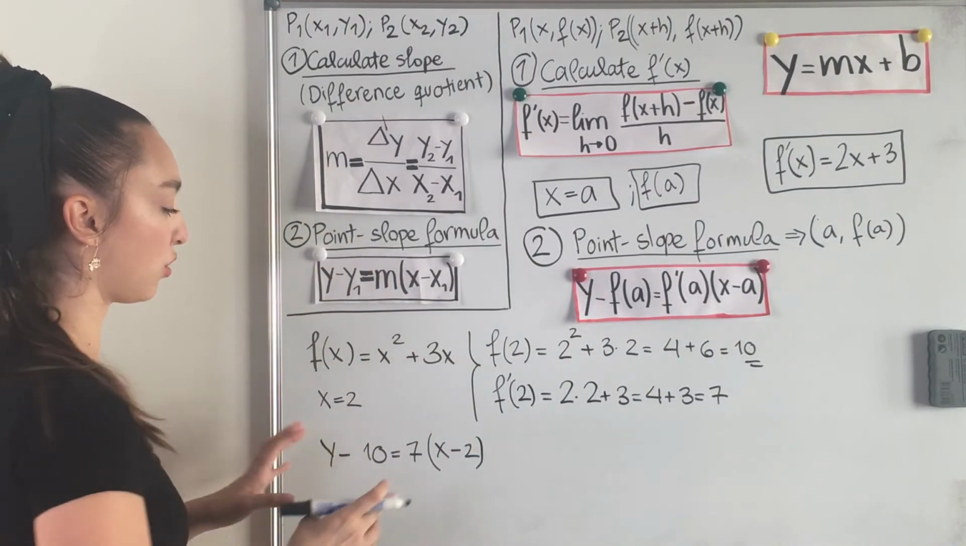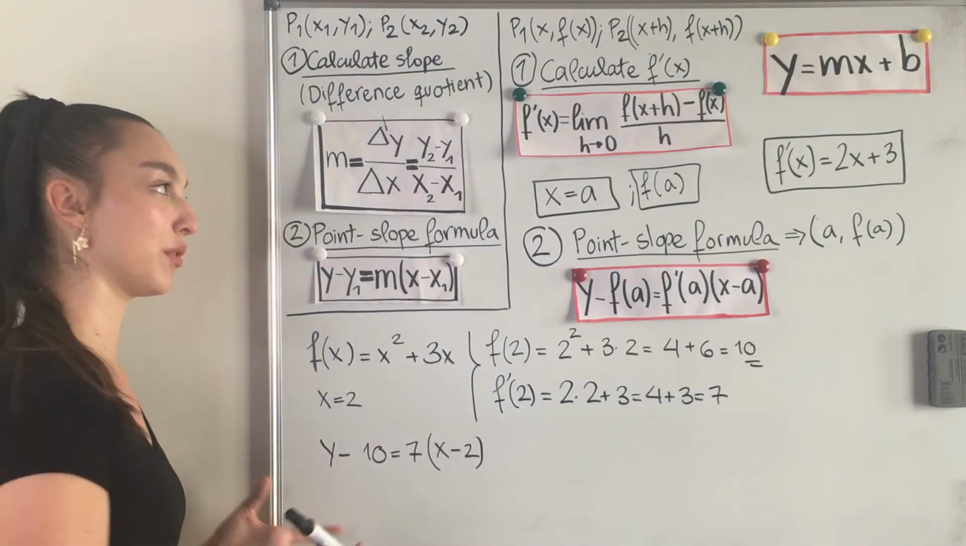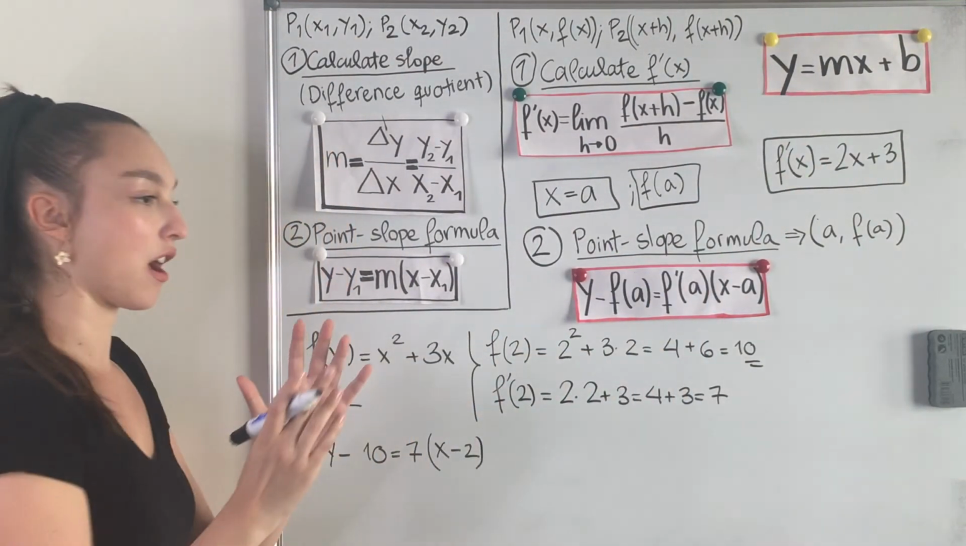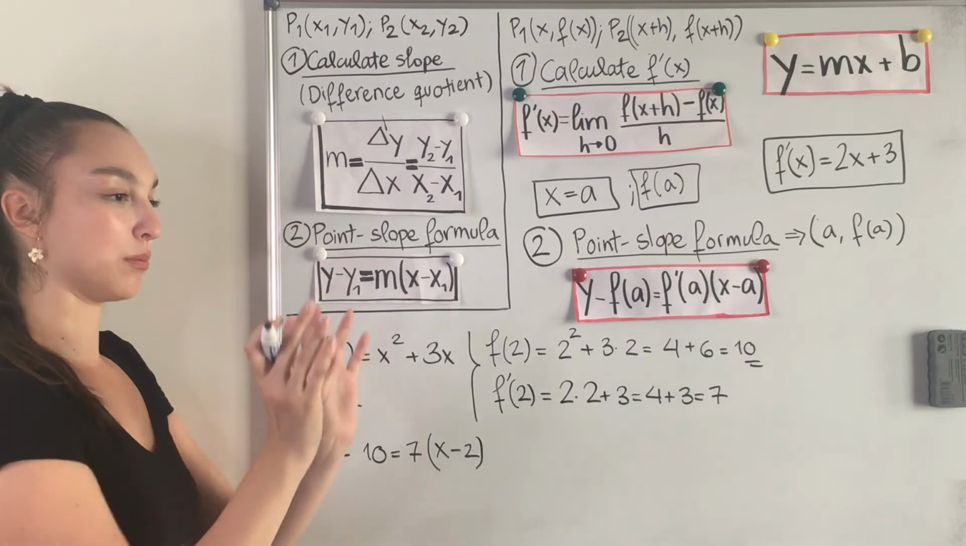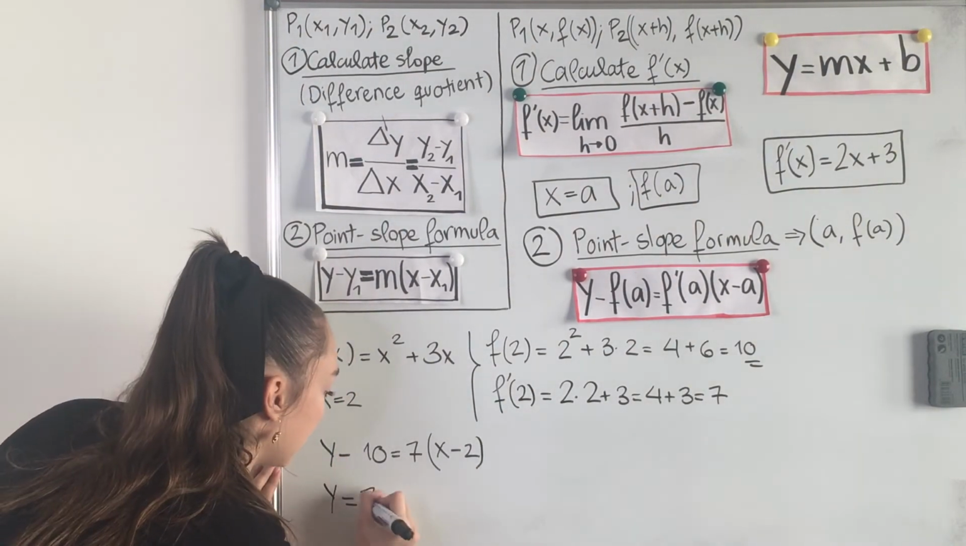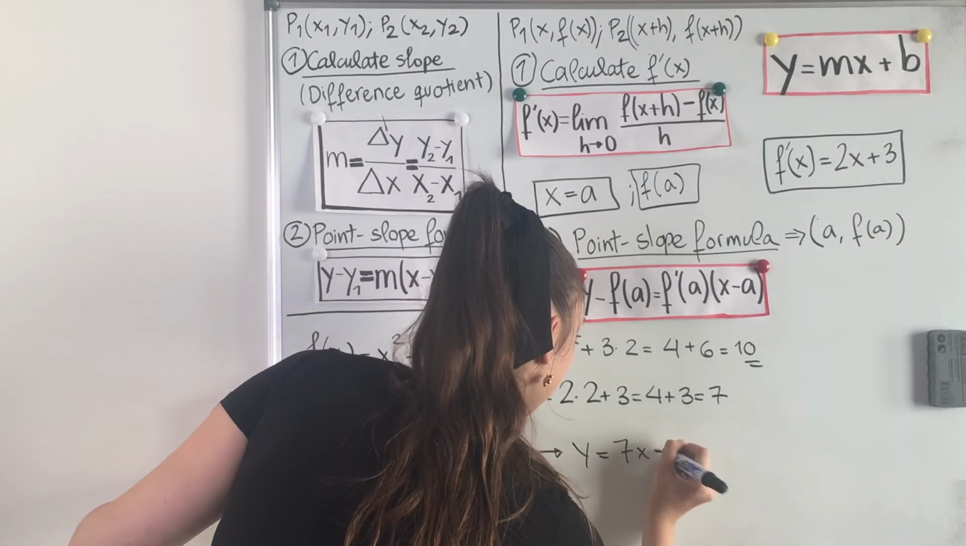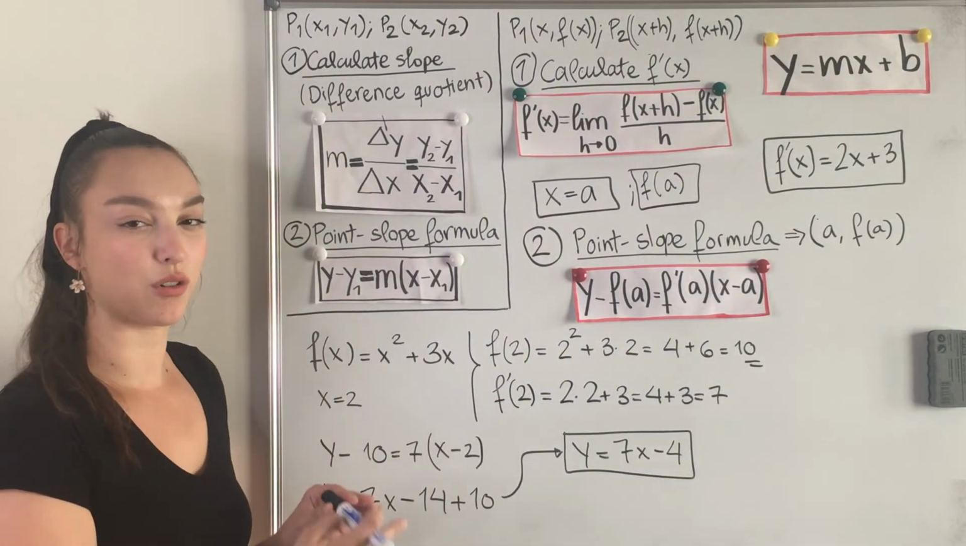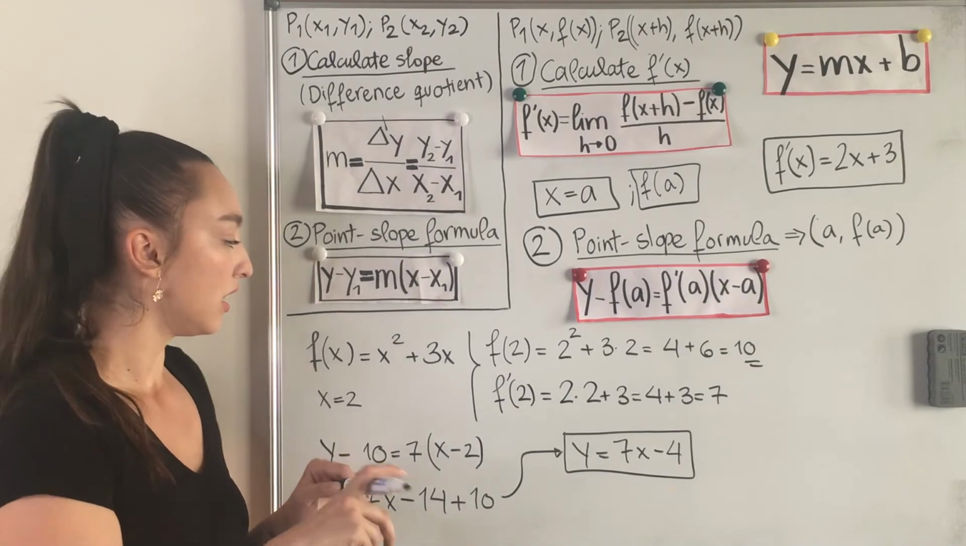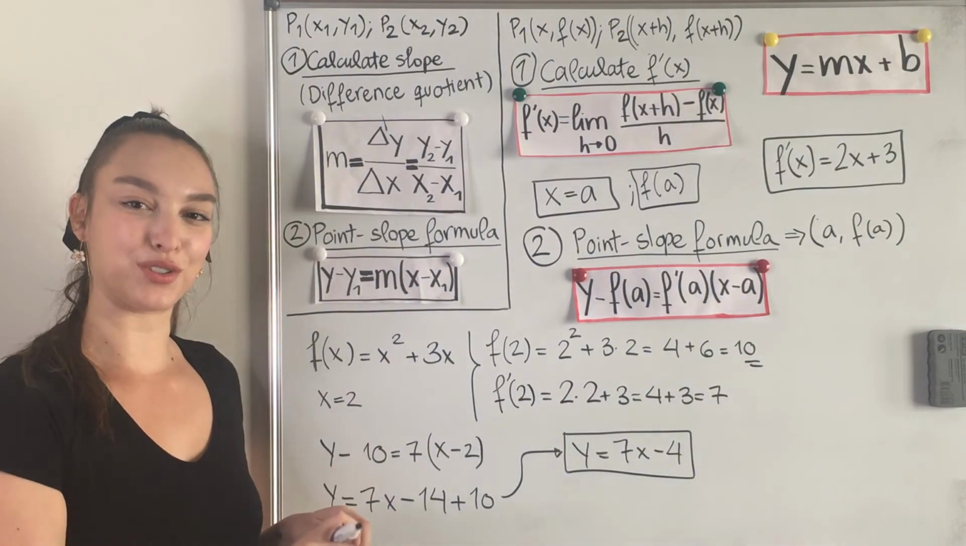Now I'm just going to play with the numbers to make it look like this and have the slope and the y-intercept separated. This would be the general equation of our tangent line in this function when x equals 2.